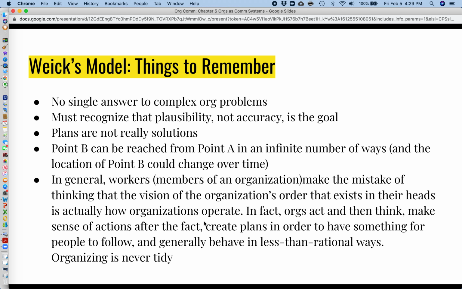So things to remember about Weick's model. There is no single answer to complex organizational problems, right? What we're looking for is plausibility, not accuracy. So what we want is a plausible explanation for what we're doing, not necessarily even an accurate one, right? We don't have to all have an accurate idea of what we're doing. We just have to have a plausible idea that we share about what we're doing.